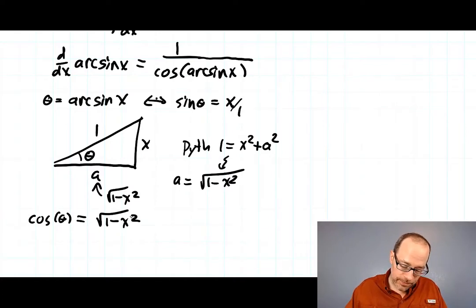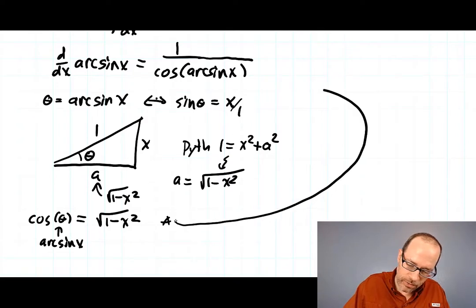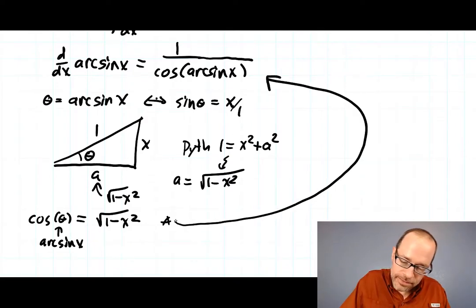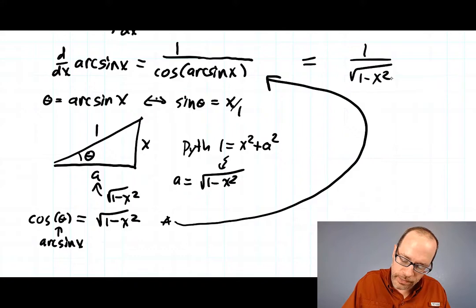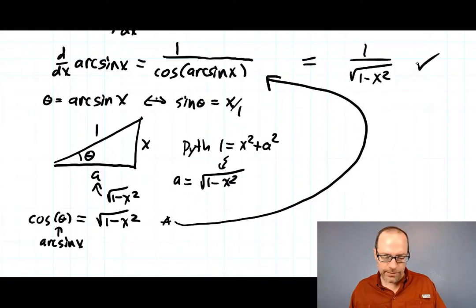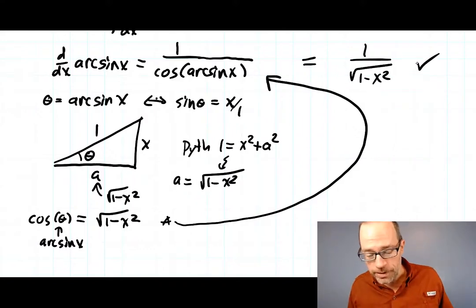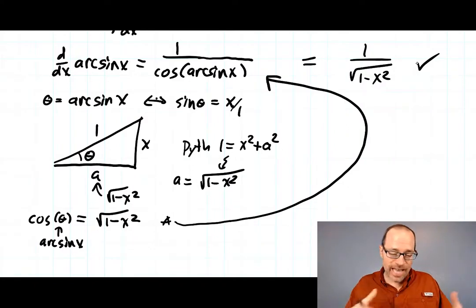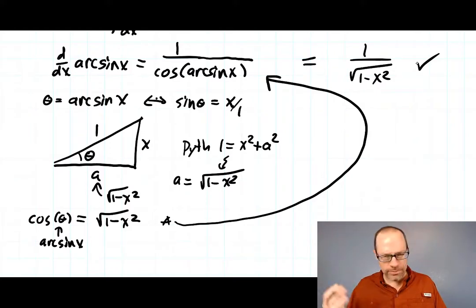So that lets me, remember, theta was the arc sine of x, so I can take this guy and stick him all the way over there to get the final answer. So the final answer will be 1 over the square root of 1 minus x squared, which is what we had in the theorem. And all those inverse trig functions can be done exactly the same way. Take the derivative of both sides, draw a triangle, use Pythagoras, and get your answer.